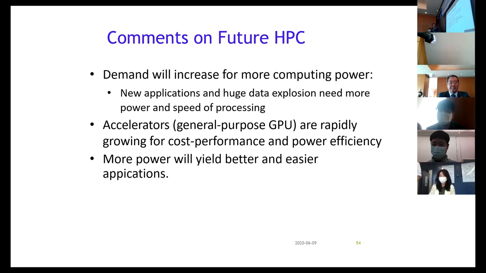Okay, this is the final slide of mine. If I comment on the future of high-performance computing, the demand will increase for more computing power for new applications, and huge data explosions need more power and speed of processing. Accelerators are rapidly growing for cost performance and high power efficiency. And more power will bring better and easier applications in the future.